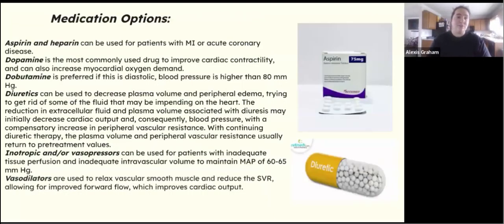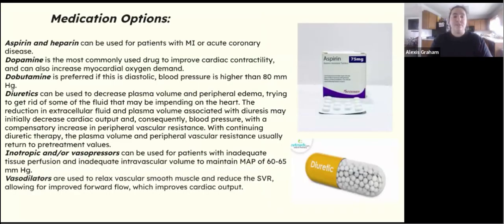Medication options. So you can use aspirin or heparin for patients who have an MI or acute coronary disease. Dopamine is the most commonly used drug to improve cardiac contractility and can also increase myocardial oxygen demand. Dobutamine is preferred if the systolic blood pressure is higher than 80 millimeters of mercury.